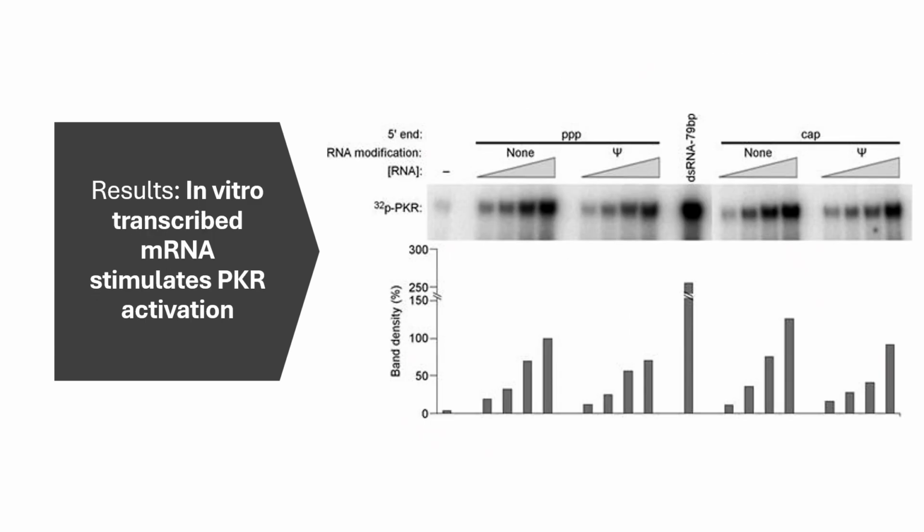In vitro transcribed mRNA stimulates PKR activation. PKR was incubated with a labeled phosphate ATP and with non-modified or pseudouridine-modified luciferase mRNAs with either a 5' triphosphate or a cap, mimicking bacterial and eukaryotic mRNA conditions. The reaction products were separated by SDS-PAGE and visualized using phosphorimaging. Results show that the 5' triphosphate did not have a great impact on phosphorylation of PKR, but the modification of mRNA did. PKR was activated to a lesser extent when the transfected mRNAs contained pseudouridine.